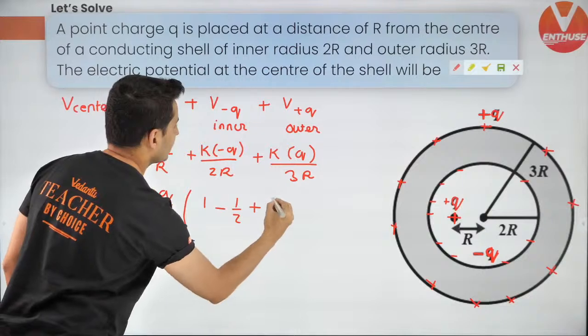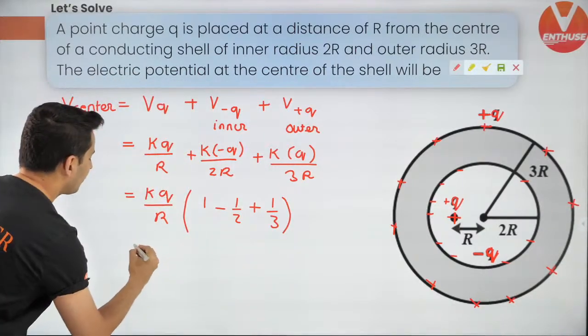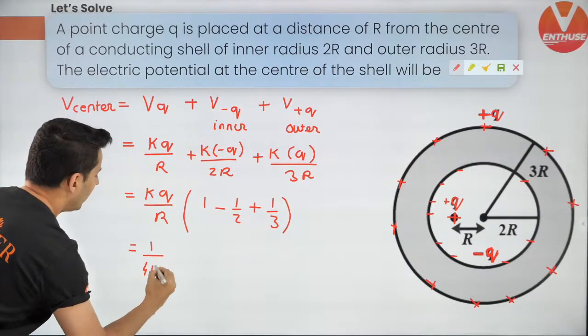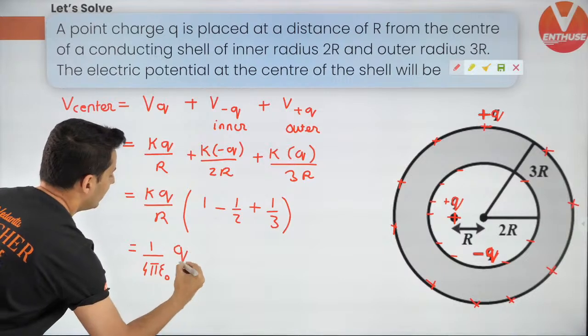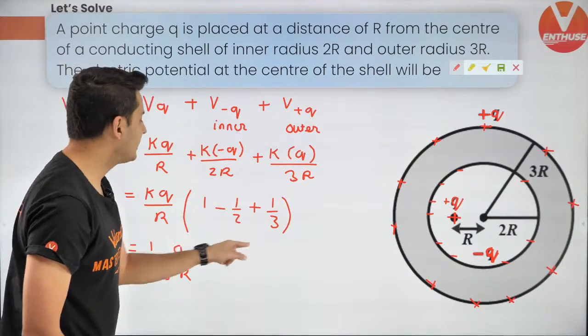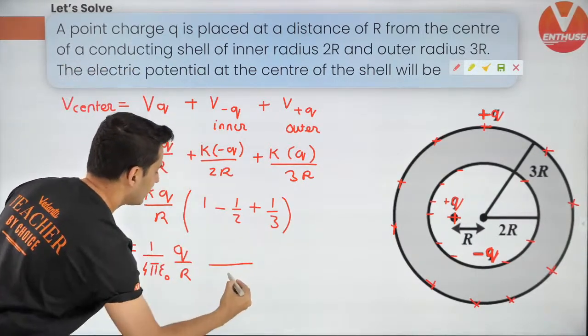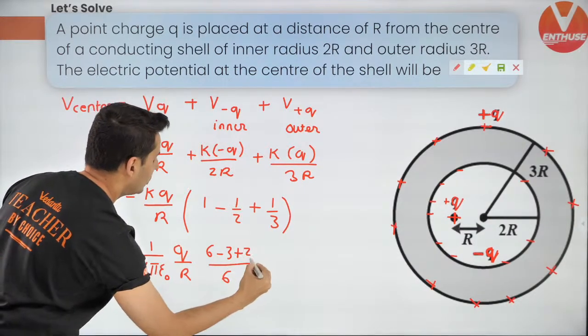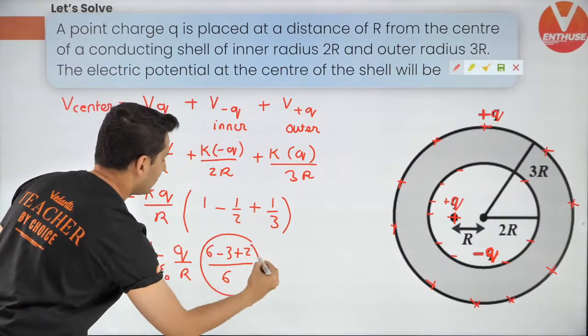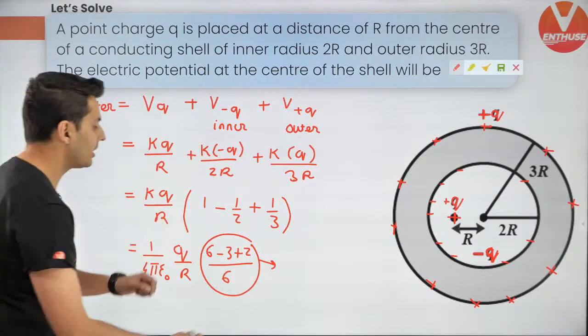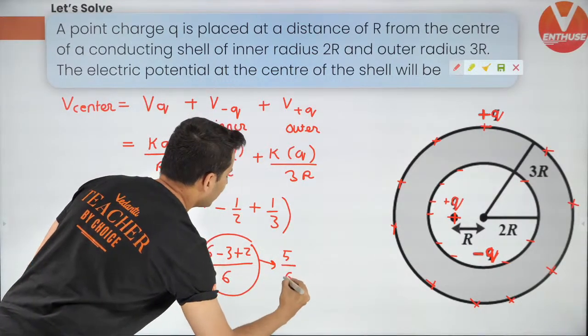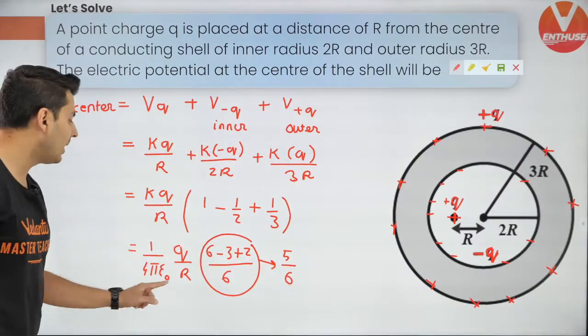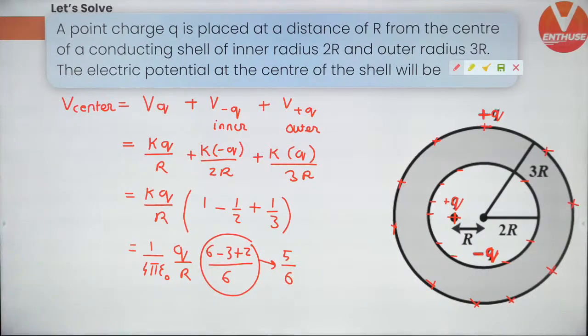minus 1 by 2 plus 1 by 3. So k is nothing but 1 upon 4 pi epsilon naught q divided by r. Now take the LCM, guys. So the LCM is 6. So this will become 6 minus 3 plus 2. So this will eventually become 6 minus 3, 3, 3 plus 2, 5. So 5 divided by 6. So 5 by 6 q by r into 1 by 4 pi epsilon naught.